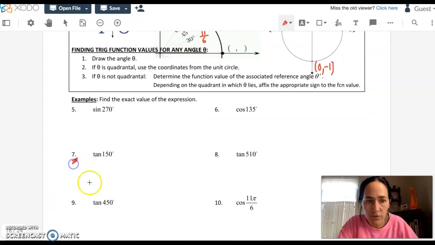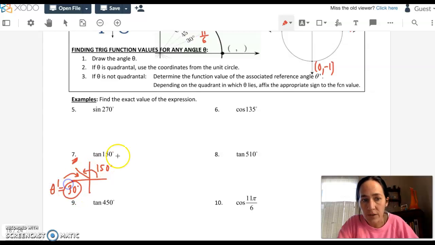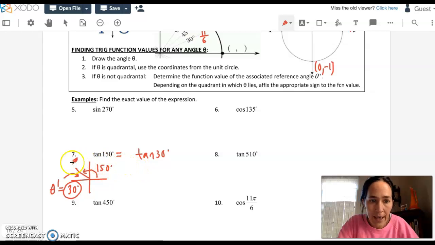So tangent of 150 degrees, step 1, draw the angle. Where does that fall? So I'd like to put it in quadrant 3, right? 150. And determine your reference angle, your theta prime. Reference angle should be what gets you over to 180, so how about 30 degrees? So let's label it. Tangent of 150 should be the same as the tangent of 30 degrees. And AS quadrant is where only sine and its reciprocal are positive. So let's make the tangent negative there.